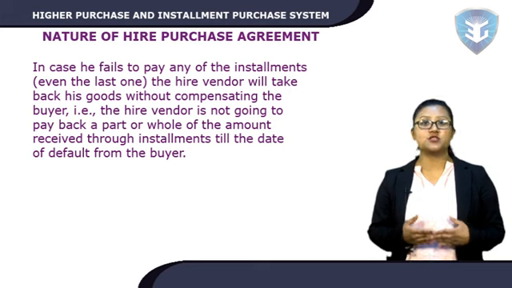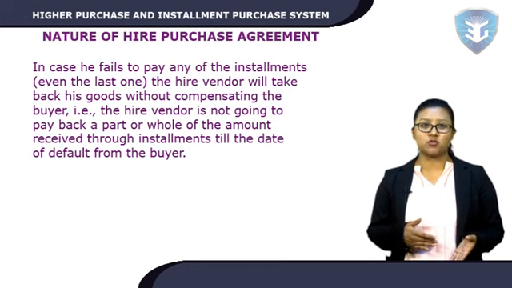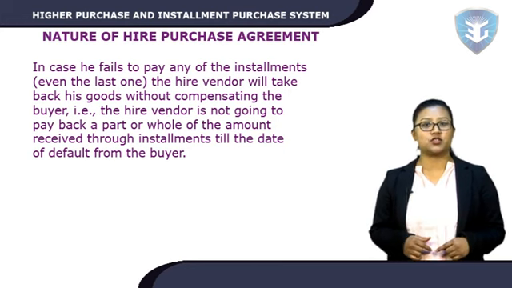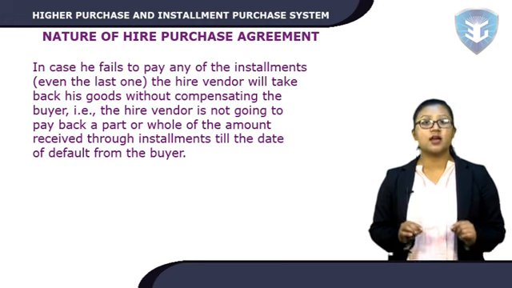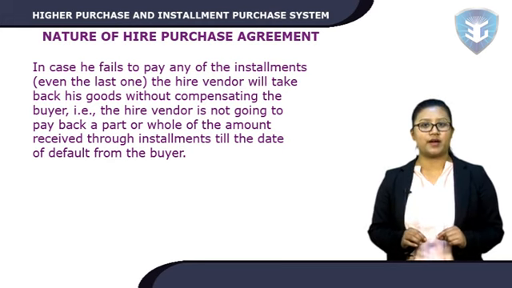In case he fails to pay any of the installments, even the last one, the hire vendor will take back his goods without compensating the buyer. That is, the hire vendor is not going to pay back a part or whole of the amount received through installments till the date of default from the buyer.